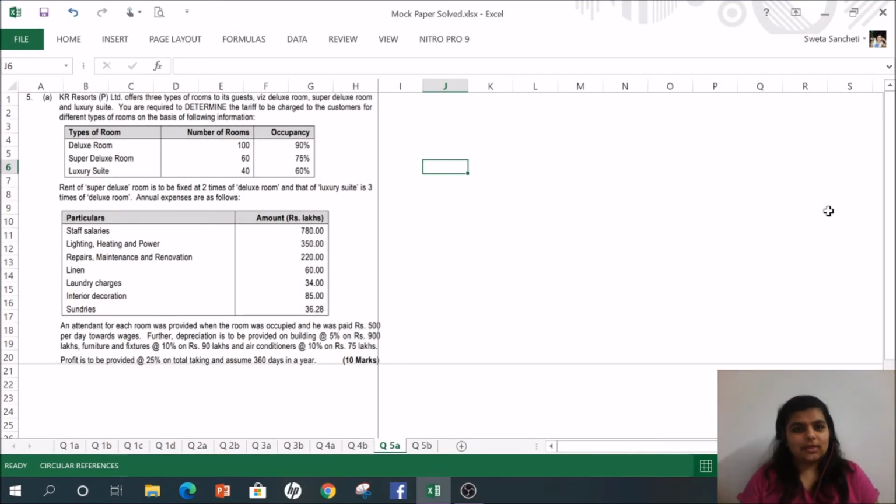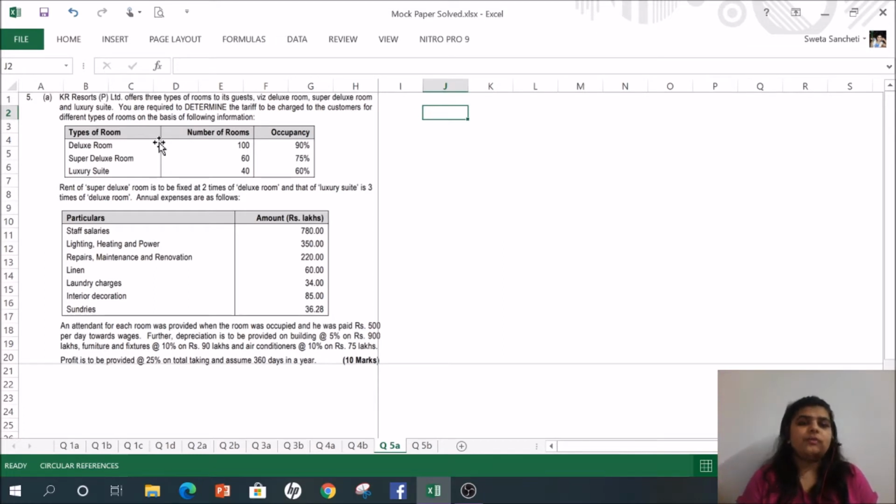Hello everyone. Now let us begin the fifth question and the last practical question. Now let us read the question. This is from Operating Costing. KR Resorts Private Limited offers three types of rooms to its guests, that is deluxe room, super deluxe room and luxury suite. You are required to determine the tariff to be charged to the customers for different types of room on the basis of the following information.